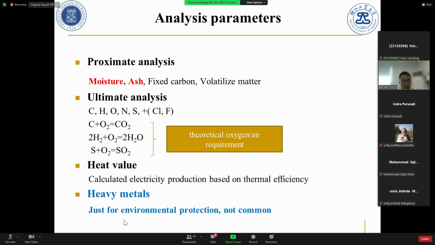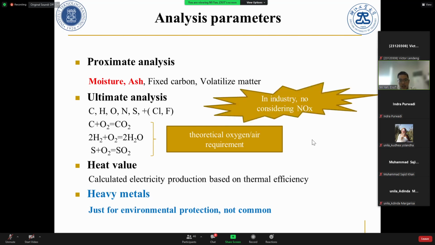And the heat value is not commonly used for environmental protection, or during the design of WTE, except maybe when required by the government, then we detect it. So I will not talk too much about the heat and heavy metals. Heavy metals are very important for coal and for sludge. So in industry, consider NOx and the oil consumption.